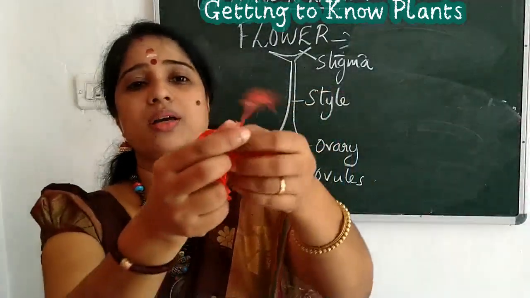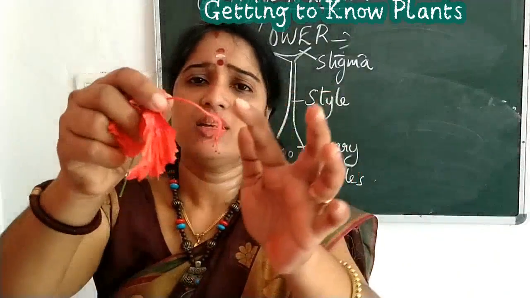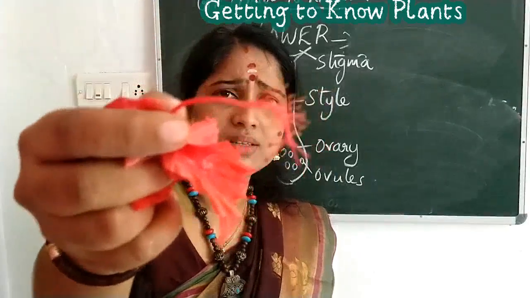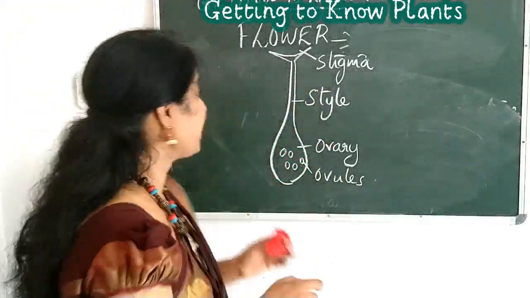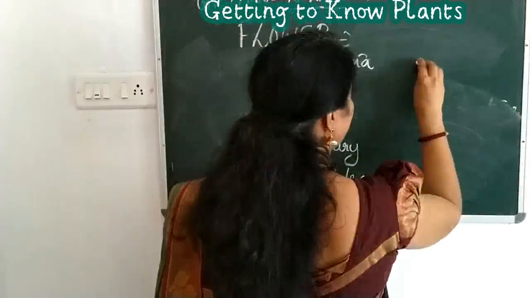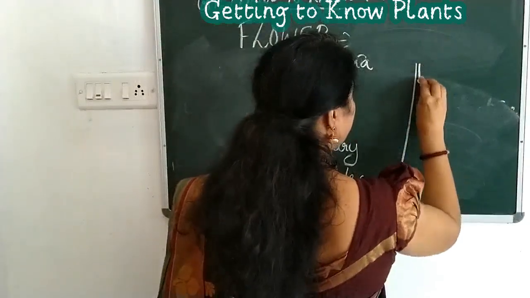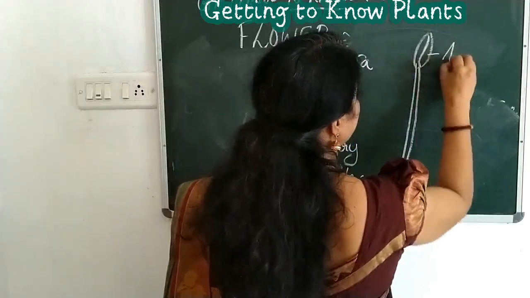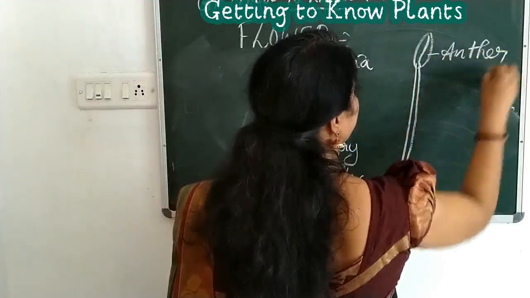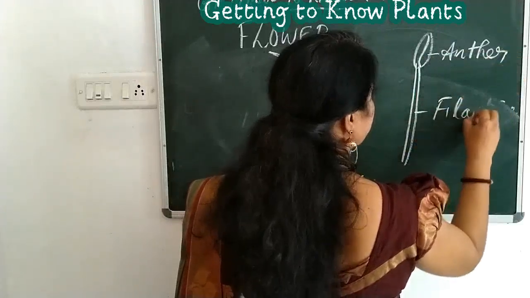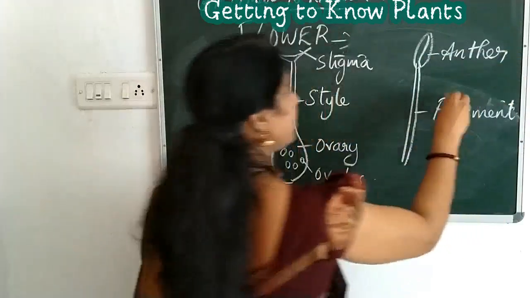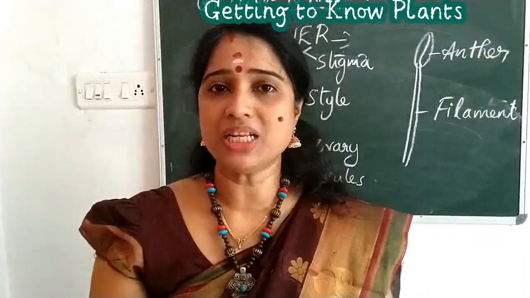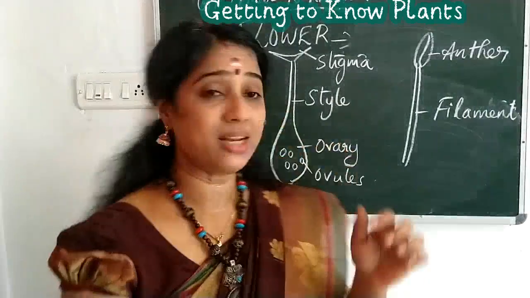Now we can move on. Can you see some small structures surrounding this style? So many smaller structures. They are the male reproductive system, and I will just draw the picture, then it will be more clear to you. This is the anther. This is the filament.